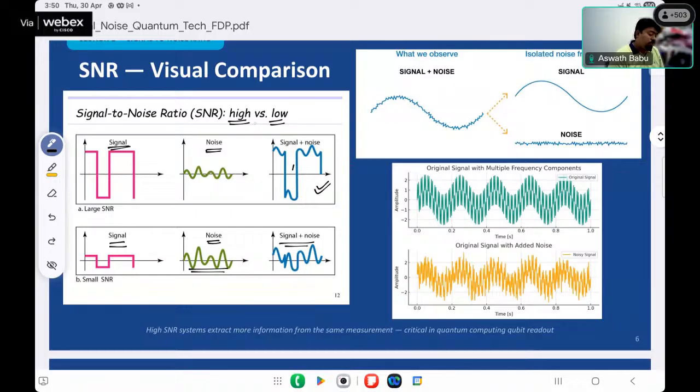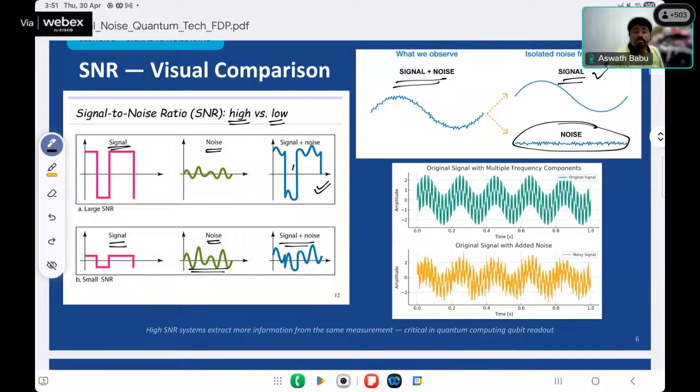Okay, right? So earlier we had signal plus noise at a higher SNR. In that case, you know what I can do? You can simply remove the noise. There are ways to remove the noise and extract the actual signal. You can isolate the noise and get the actual signal.